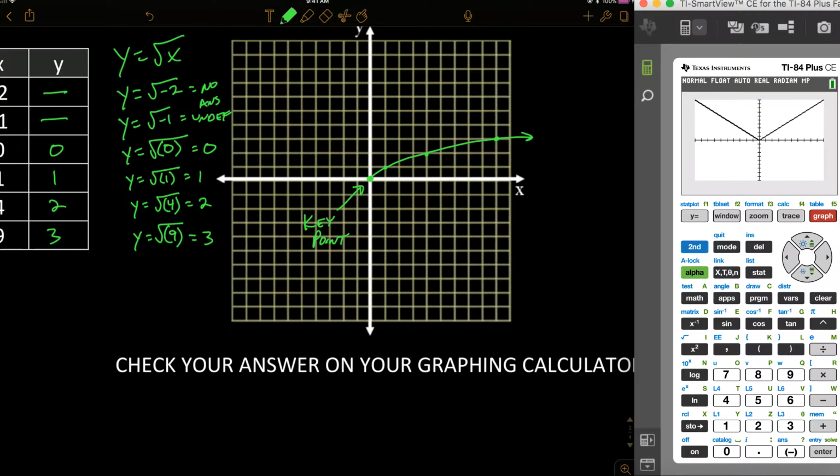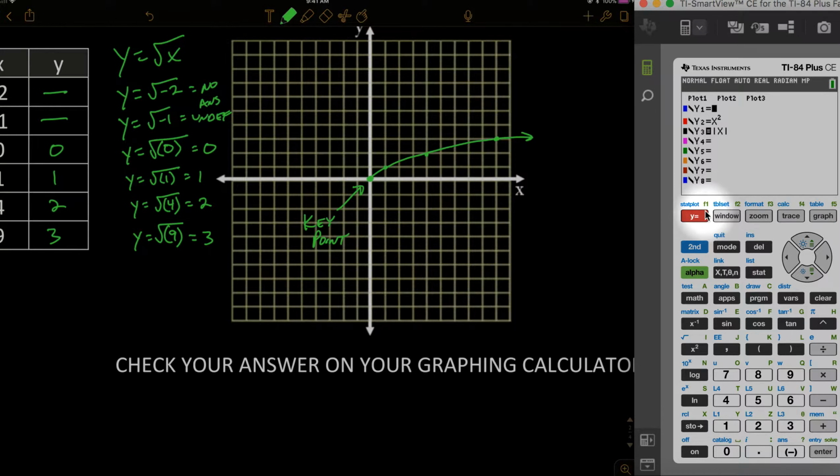Okay, so let's check our answer on a graphing calculator. So we go to y equals. I'm going to turn off the absolute value function. So I'm going to go over here to the equal sign, hit enter and toggle it off.